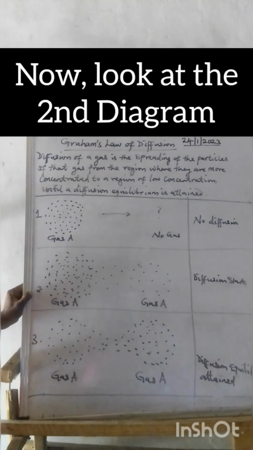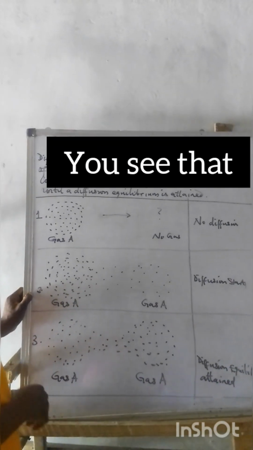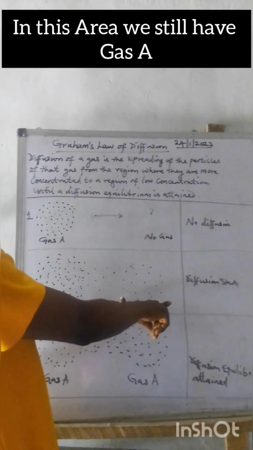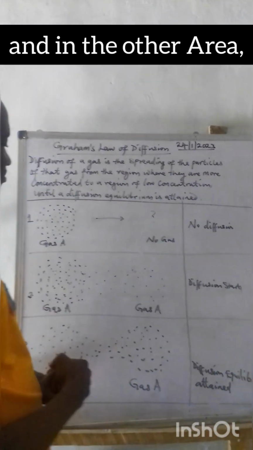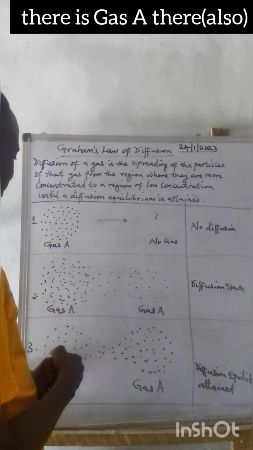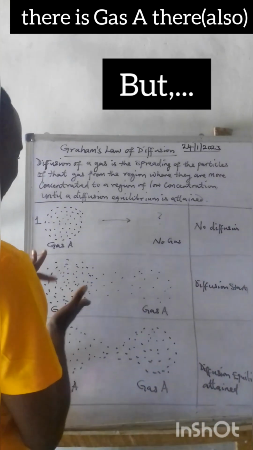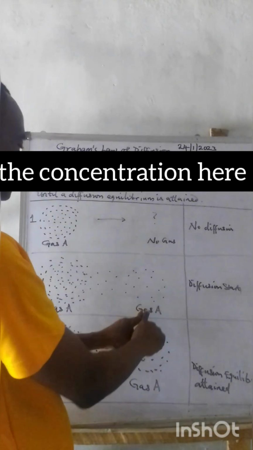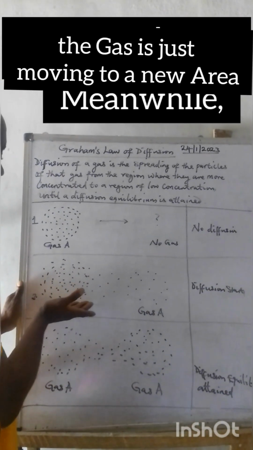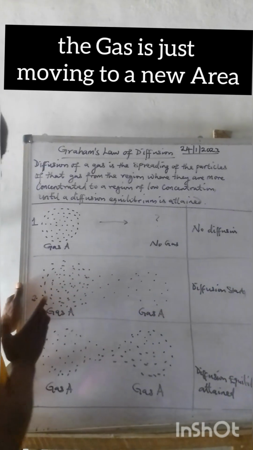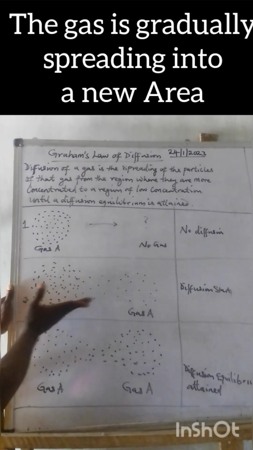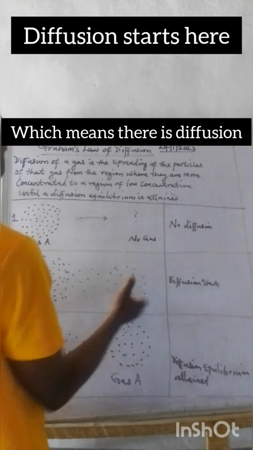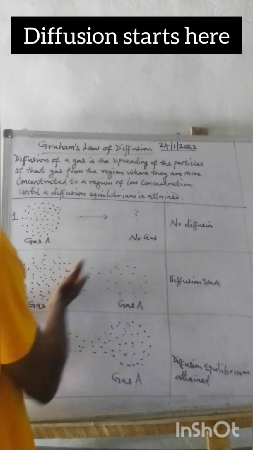Now look at the second diagram. You will see that in this area, we still have gas A, and in the other area, there is gas A there. But it seems the concentration here is greater than the concentration here. Meanwhile, the gas is just moving to a new area. The gas is gradually spreading into a new area, which means there is diffusion. Diffusion starts here.